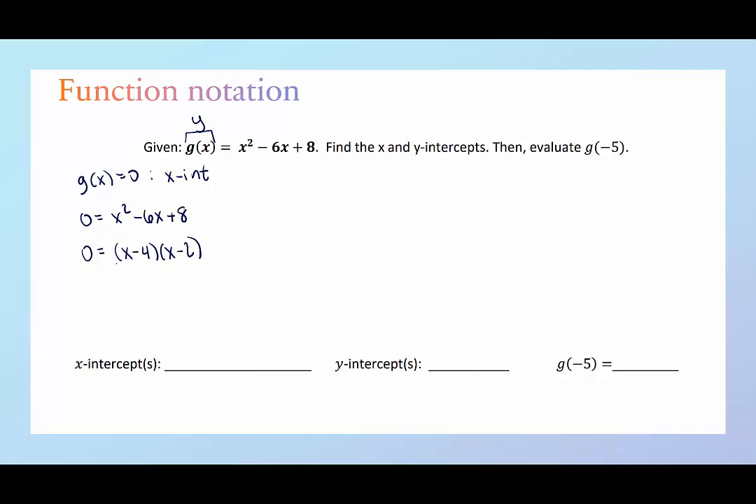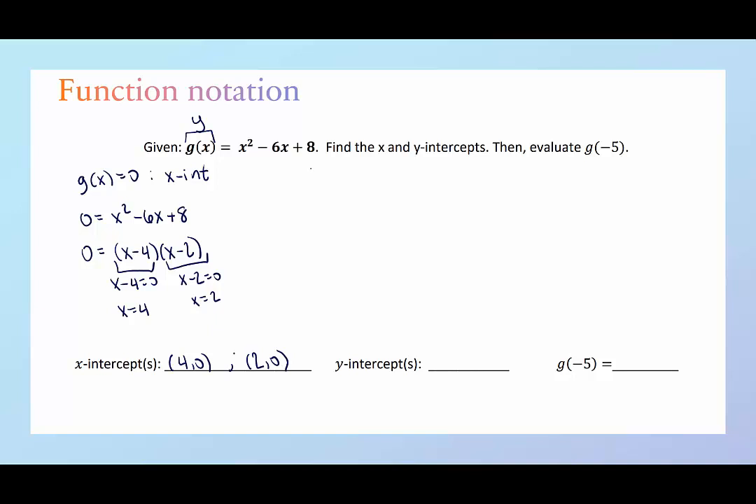Now we set each factor equal to 0. So x minus 4 equals 0 is one intercept, in which case x equals 4. And then we do the same thing with this factor. X minus 2 equals 0, so x equals 2. If you watched one of my previous videos on finding intercepts, you know that when I write them, I like to write out the point so I don't confuse myself. So if we have an x-intercept of 4, the point is 4, 0. If we have an x-intercept of 2, that would be 2, 0, because we plugged in 0 for g of x or for y.